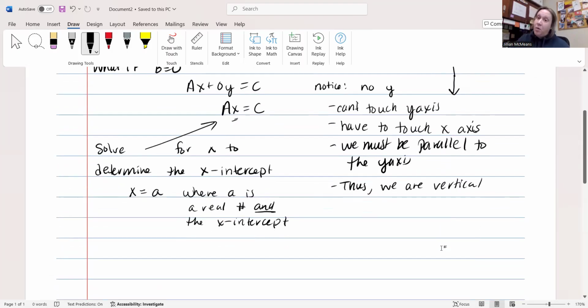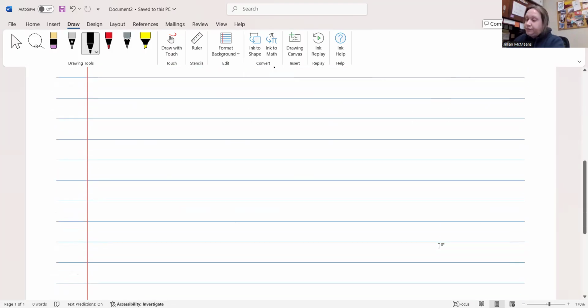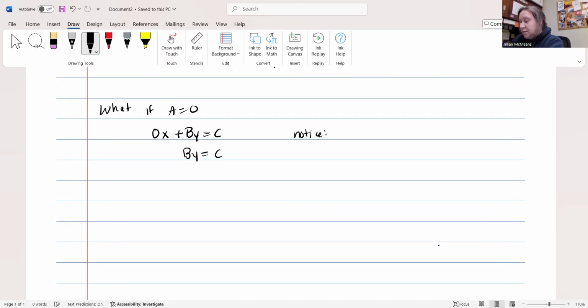Now, let's think about what happens if a equals 0. So again, what if a equals 0? Well, I would get 0x plus by equals c. Well, 0 times x is just 0. 0 plus by is just by. So I get by equals c. So some things we need to notice here. Notice no x means I cannot cross the x-axis.